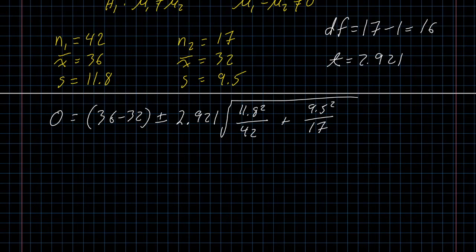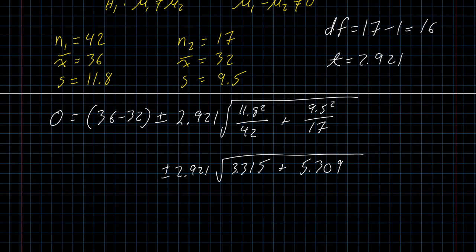I will do this calculation in several steps. I think that's going to make it less likely that I make a mistake. 11.8 squared divided by 42, my calculator tells me is 3.315. 9.5 squared divided by 17, my calculator tells me is 5.309. That's still in the square root. That's still being multiplied by 2.921. And we're still looking at the difference of the means, which I'll calculate as well, as 4.